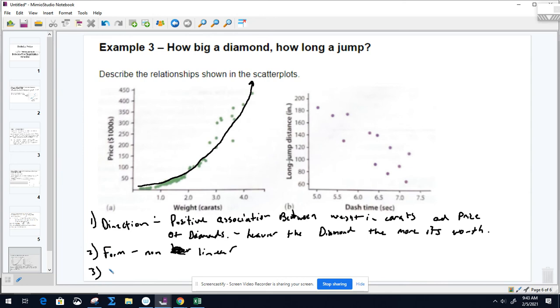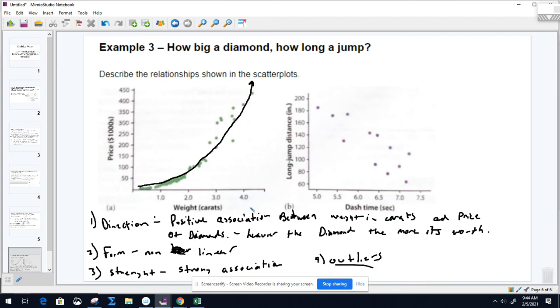The third thing that I'm looking for when I ask you to describe it is the strength. For this, I would say that this is a pretty strong association, because all of these points are really close to the form that we drew through this. They're all really close and tight. So when we draw the form, we would say the association is strong. And then the fourth thing is the outliers.